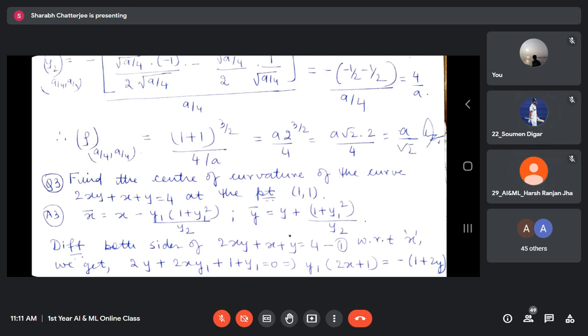But they never ask you the equation of the circle of curvature, very rarely, 1 out of 100 questions. Sometimes they ask what is the equation of the circle of curvature. Generally they ask radius of curvature or the center.